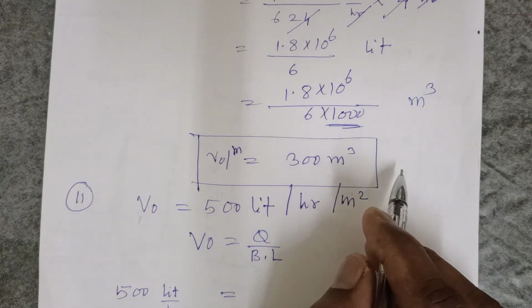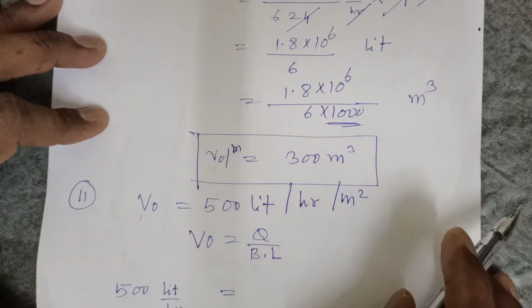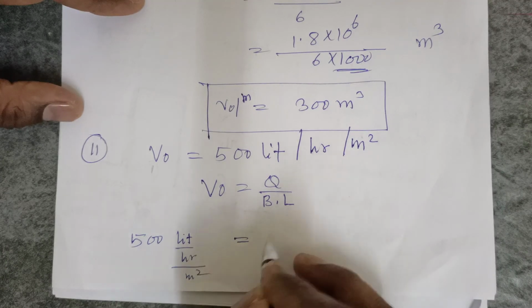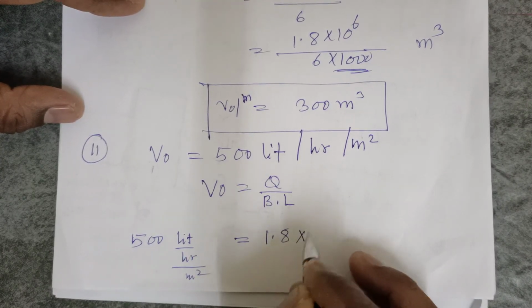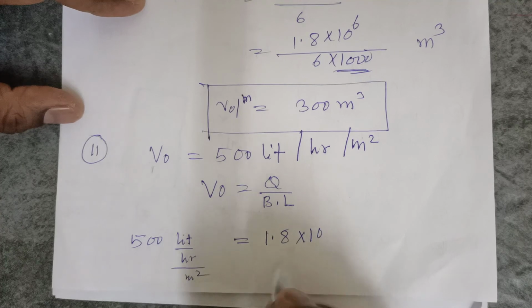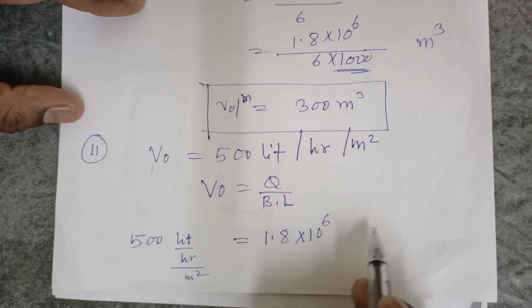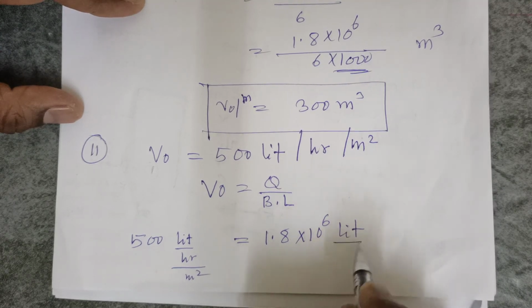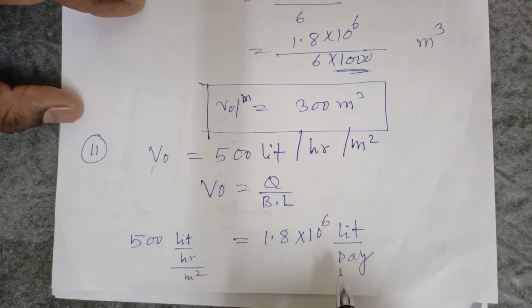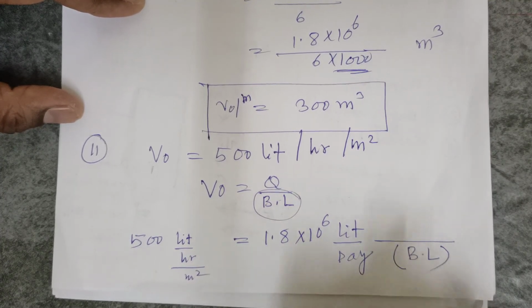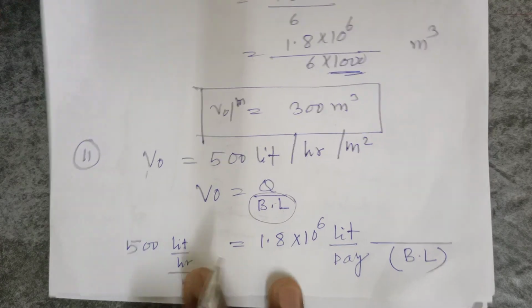So whatever value is given, I will put it. That is given as 1.8. Q is 1.8 million liter per day, so 1.8 into 10 to the power 6, MLD, million liter per day. So this is liter per day. And here this B into L will be here. Now, if I solve this, first I will convert this into meter square.